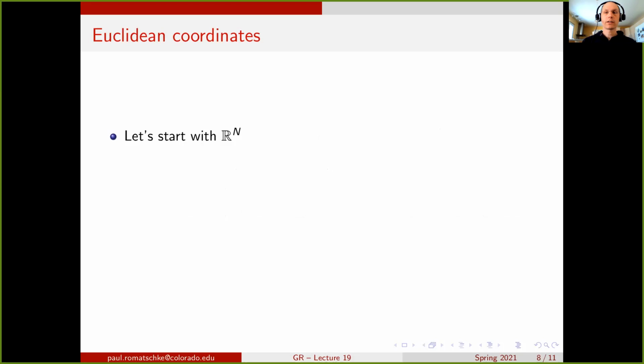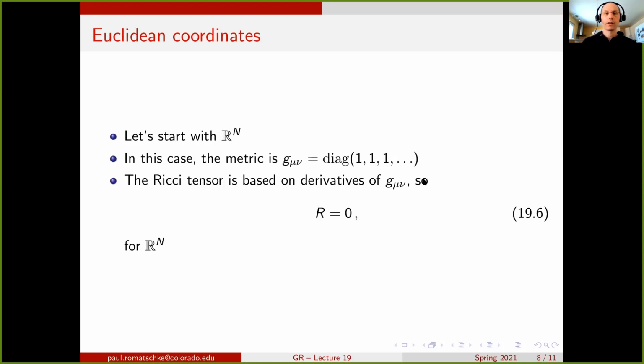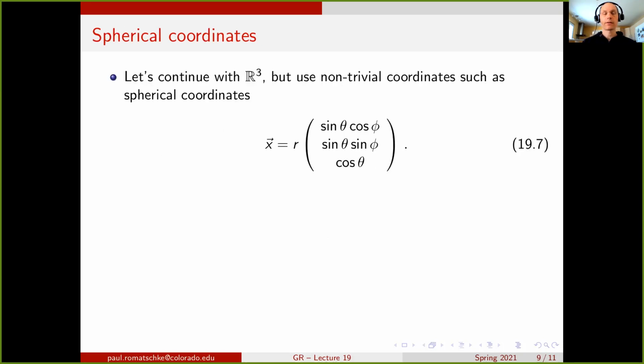Let's start with Euclidean coordinates, where we can still do everything without computers. Euclidean coordinates in Rn, an n-dimensional Euclidean manifold. In this case, the metric is just a diagonal tensor with just ones in the diagonal and nothing else. Since the Ricci tensor is defined based on derivatives of g mu nu, the derivatives of constants are always vanishing. So clearly, we must get that the Ricci scalar is identically vanishing for the n-dimensional Euclidean space. So that was easy. Now let's do something a little bit more tricky.